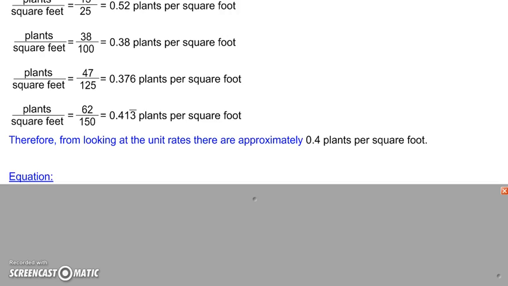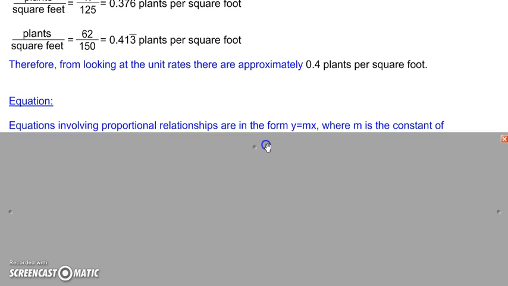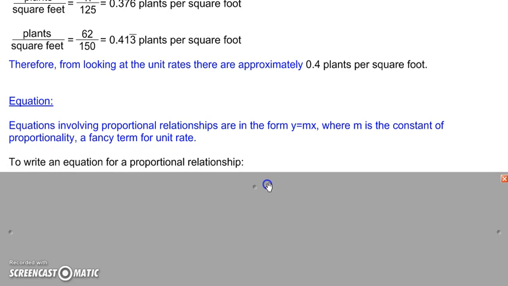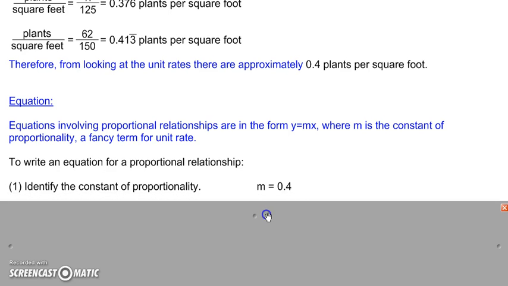So the second part is to come up with our equation. Equations involving proportional relationships are in the form y equals mx, where m is the constant of proportionality, a fancy term for unit rate. To write an equation for a proportional relationship, first identify the constant of proportionality, and like we said above, our constant of proportionality or unit rate is 0.4.